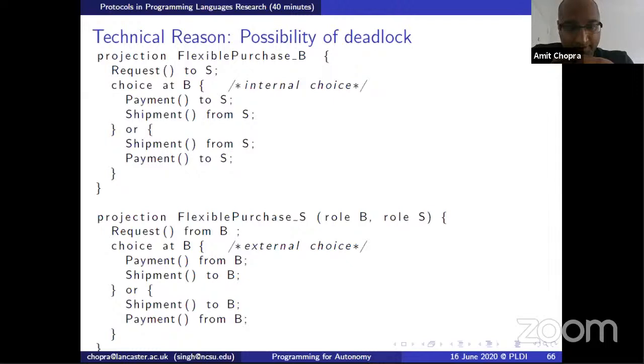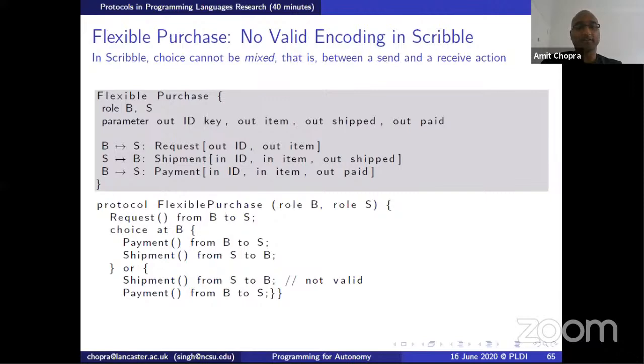Now, what happens if the buyer decides to receive a shipment from S? If it makes that choice, then the system is deadlocked because there is no way for the seller to know that the buyer has made that choice, save some hidden synchronization, but that is not allowed. And therefore this entire system deadlocks. And therefore the protocol specified here is rejected as invalid.